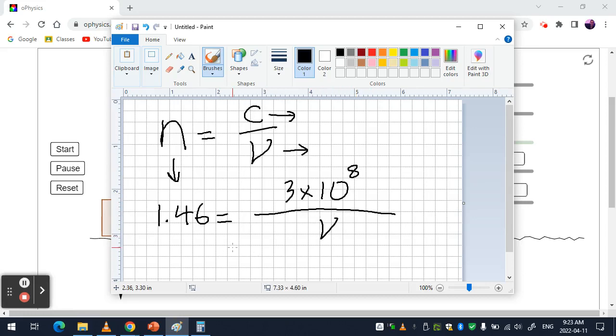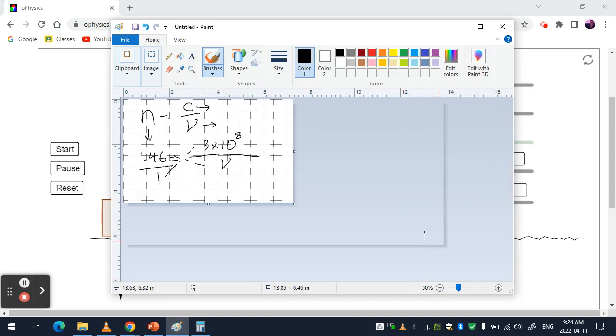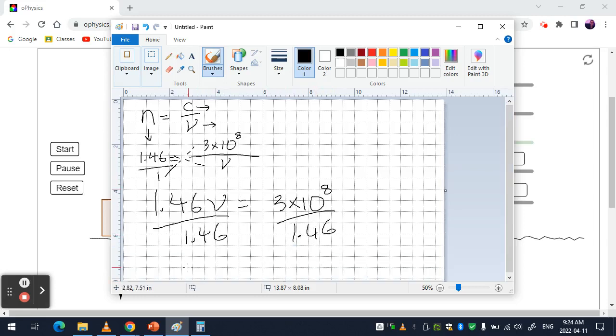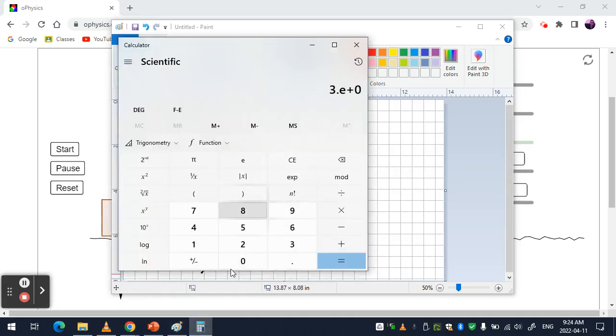How do you solve this? I'm not going to say anything. Come on, people. Cross multiply. Right. That's what I thought. So I think that's what my student was trying to do. Cross multiplying. So 1.46 v equals 3 times 10 to the 8. And then what? How do you clean this up? Divide both sides by 1.46. That's the step. Those two cancel, so you get the v that you want.